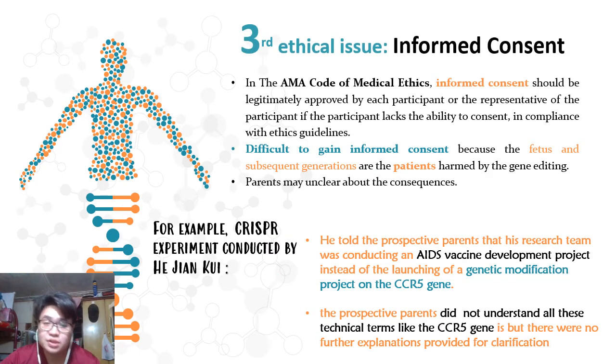The third issue is about the informed consent of the embryos and parents. In AMA Code of Medical Ethics, the informed consent is quite important as it's stated. However, it is difficult to gain informed consent from the embryos and the future generations because they are the patient themselves and they are not yet born to this world. While another sector of informed consent is from parents, they might also be unclear about the consequence of these genetic modifications to their child. For example, in the CRISPR experiment conducted by He Jiankui, he told the parents that his research team was conducting an AIDS vaccine development project but not a genetic modification project on CCR5, which means he provided the wrong information. And the prospective parents did not understand the technical terms like CCR5 gene, and there were no further explanation provided for them to clarify it. So this leads to issues of informed consent.